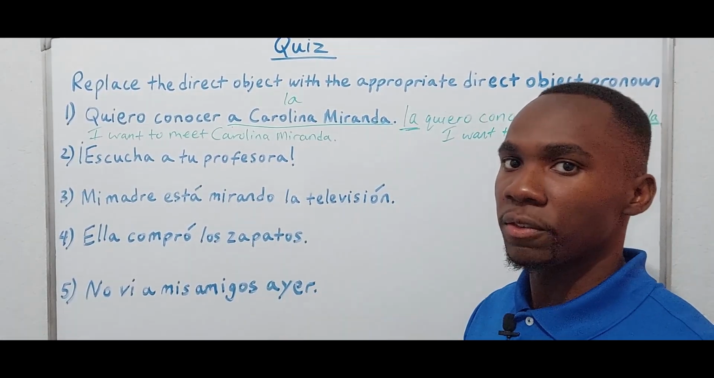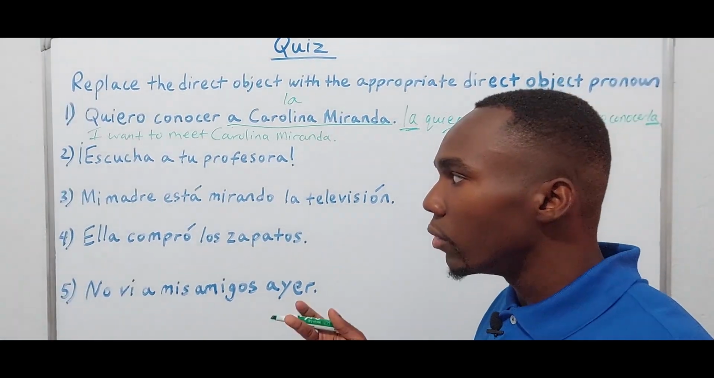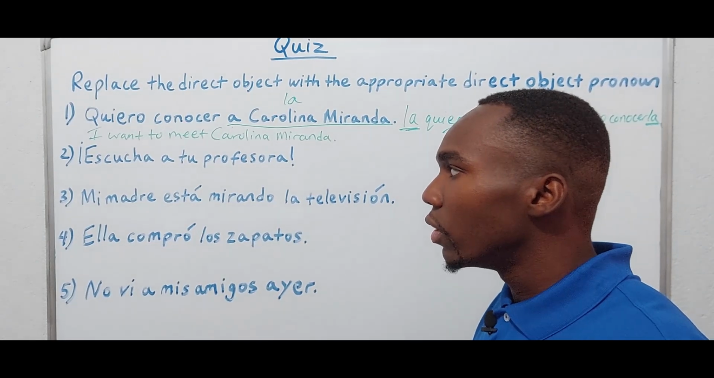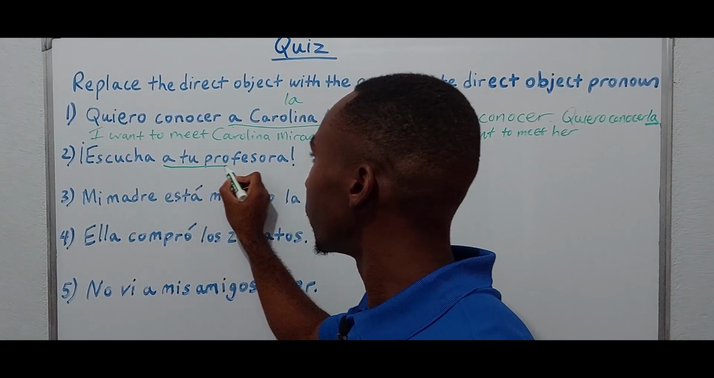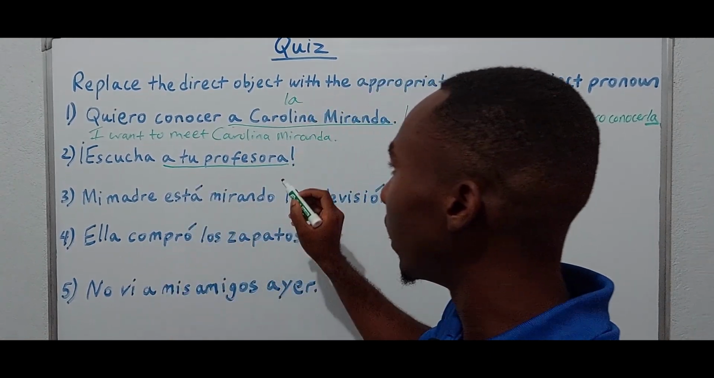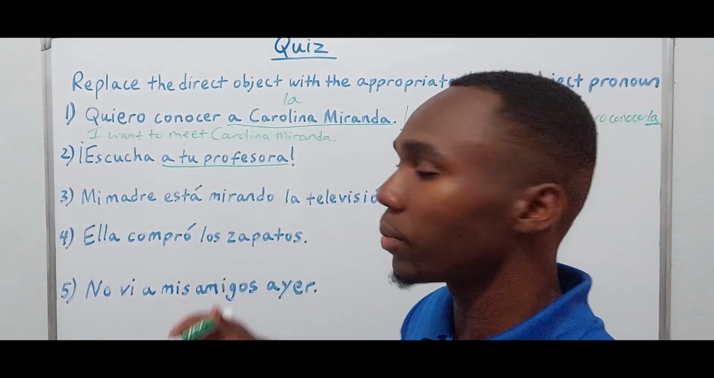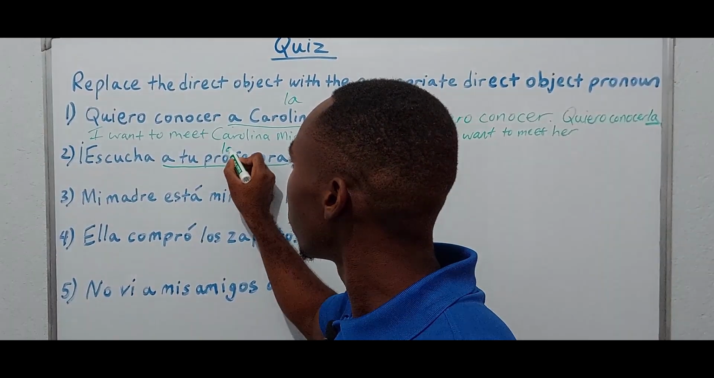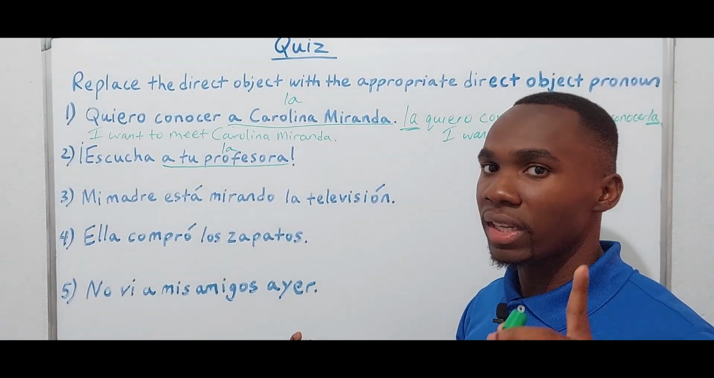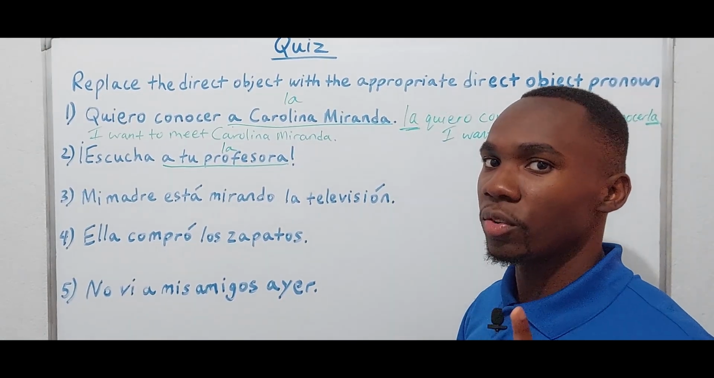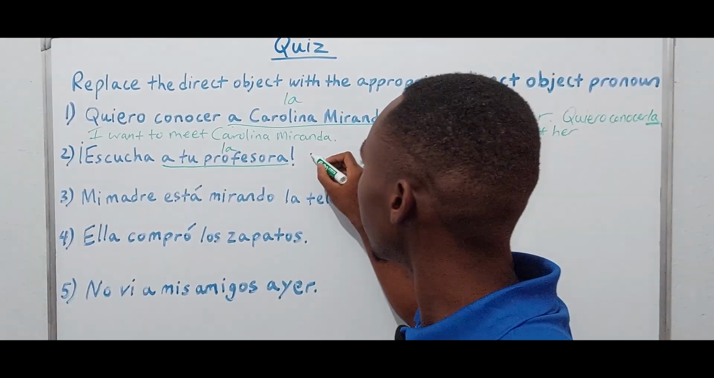2. Escucha a tu profesora. So this is an affirmative command, right? So escucha, listen to who? So a tu profesora. This would be our direct object, right? And profesora is singular and it's feminine, so that will correspond to la. And because this is an affirmative command, remember where they go. Remember where the direct object pronoun goes when you have an affirmative command. They go attached to the affirmative command.